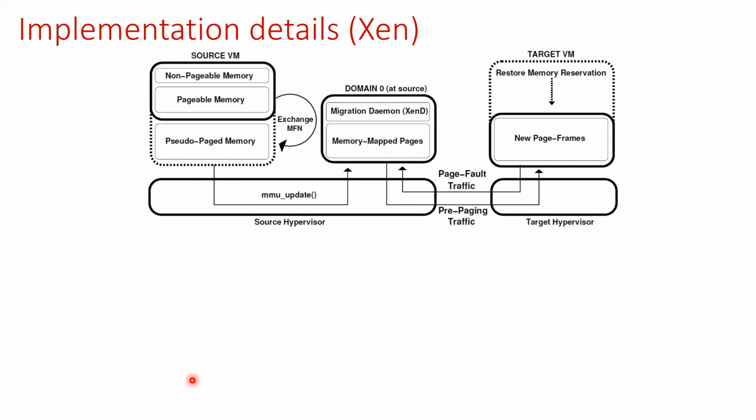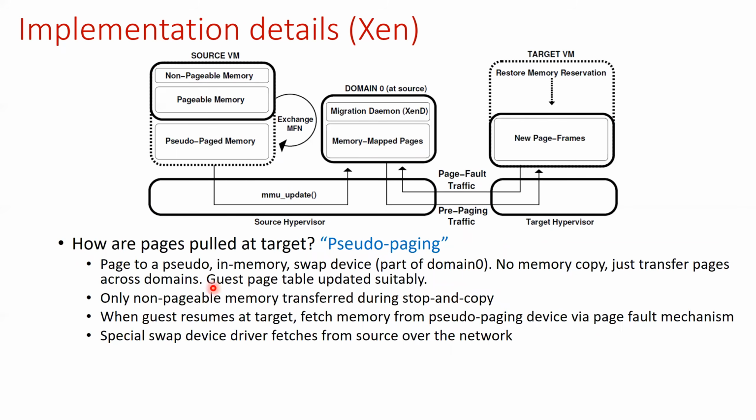So some implementation details once again on Xen. How do you track these page faults? How are pages pulled at the target? At the target, how do you realize, oh, this page is not in my memory and I have to go fetch it from the source?